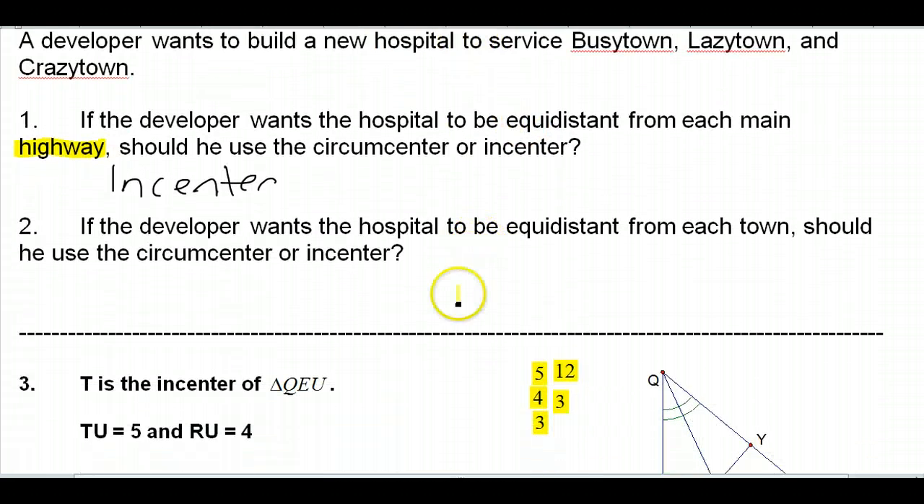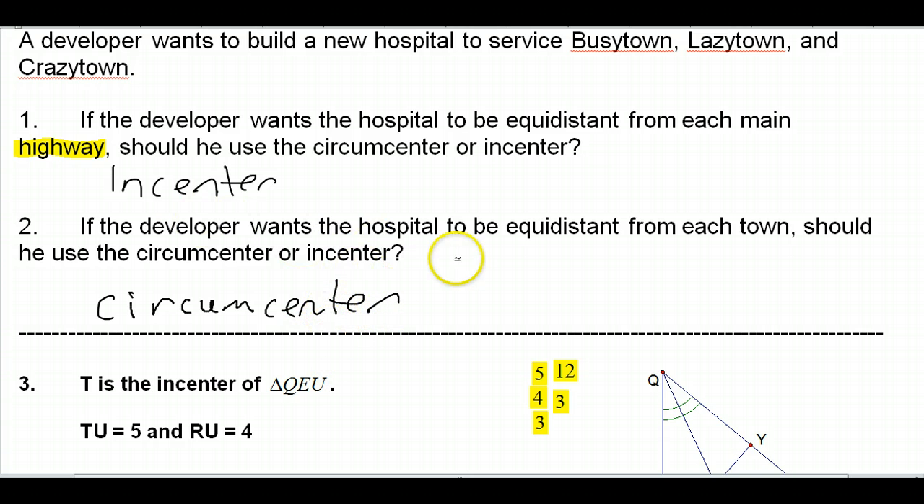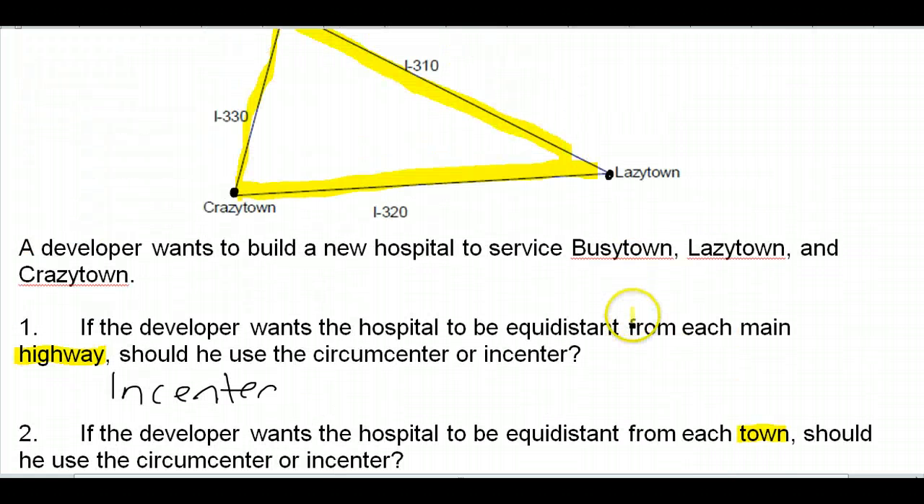Obviously number 2 is going to wind up being the other one, but let's look and see why. If the developer wants the hospital to be equidistant from each town, should he use the circumcenter or in-center? Obviously this one's going to turn out to be circumcenter. But tell me why. What's the key word in this sentence that lets me know? Well, it's from the word town. And they're on the vertices. Yes. So the answer is circumcenter.